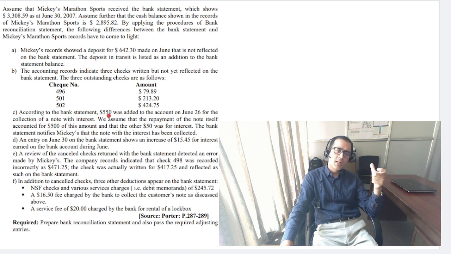while according to the bank statement 550 was added as a collection of notes with interest, I mean to say, which is only shown in the bank records. D is about interest earned on the bank account, while E is about the company's error, because the company record indicated that the check was recorded incorrectly as 471.25, while the check was actually written as 417.25. That is the overpayment case, that is the company error. Now the last one is the NSF check and the service charges.